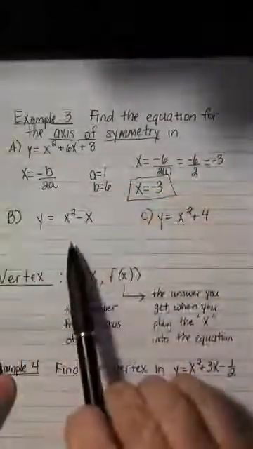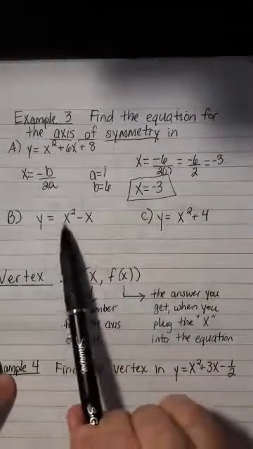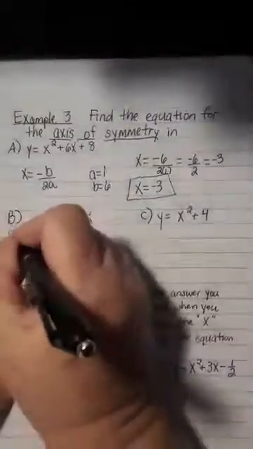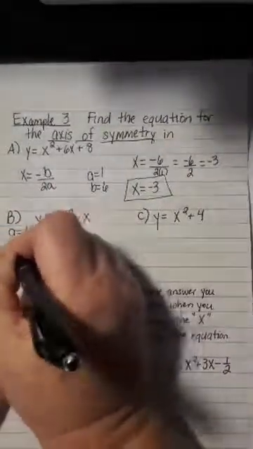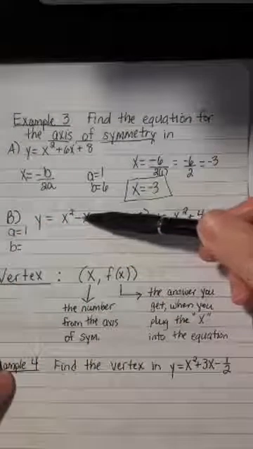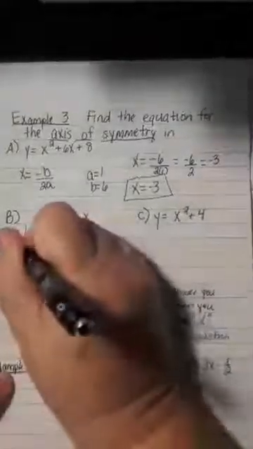Before we actually write anything else down, let's go ahead and identify a and b. A is going to be the number in front of x squared, so a is going to equal 1. And b is going to equal the number in front of the x, which is negative 1. Make sure you use the minus that's in front of it. So b is equal to negative 1.